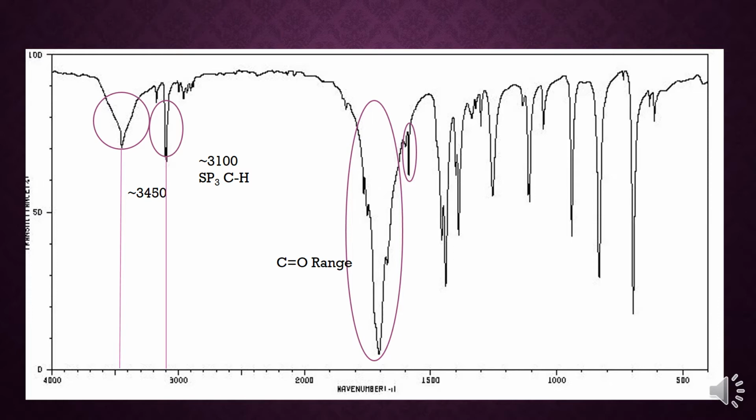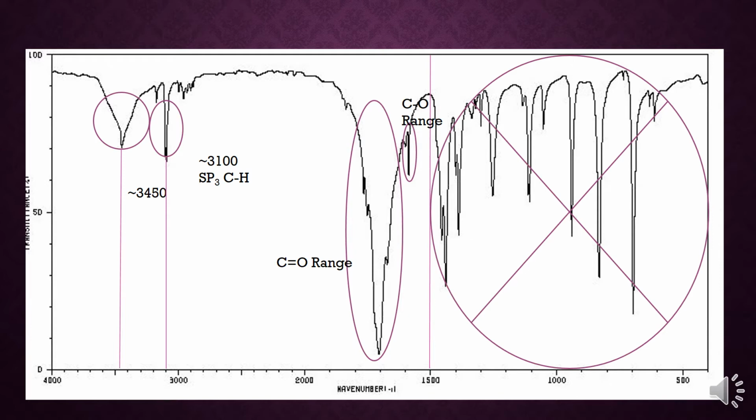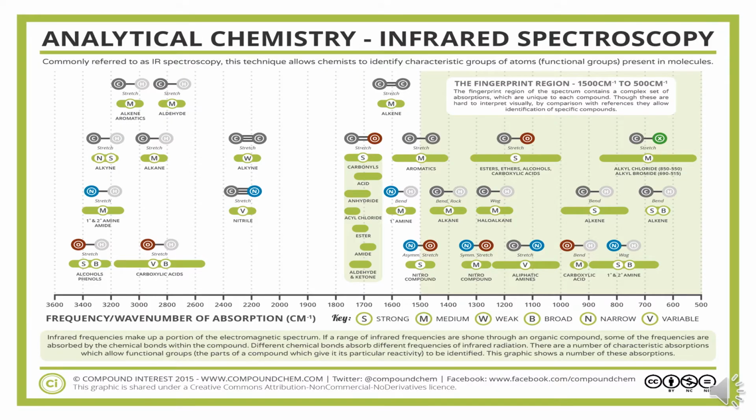Now if we draw a line again at 1500, we notice that a lot of these larger peaks are after our fingerprint region. And so again, we're not going to use those because they won't really be necessary for our particular structure. What it tells us is some of the various ranges for which functional groups often appear on an IR spectrum.